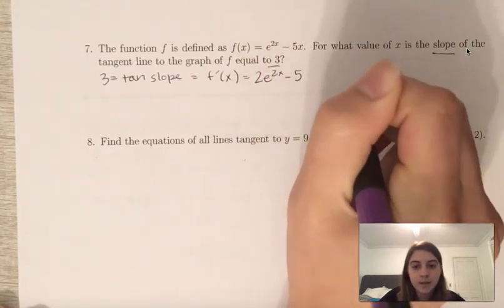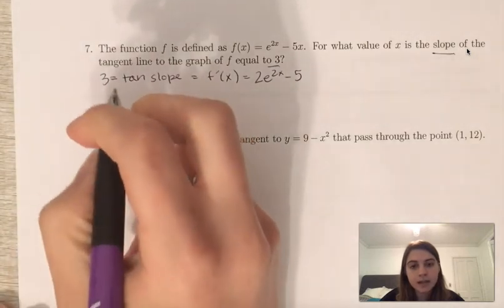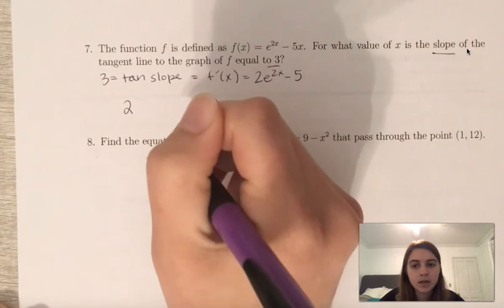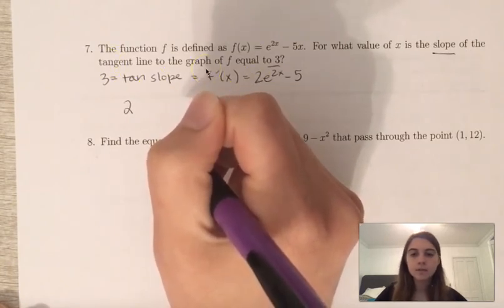So now we get the x from that. Set f prime of x equal to 3, solve for x. Just to clarify that a little bit, I'll take out that middle tan slope, f prime of x part, so you can see it better.